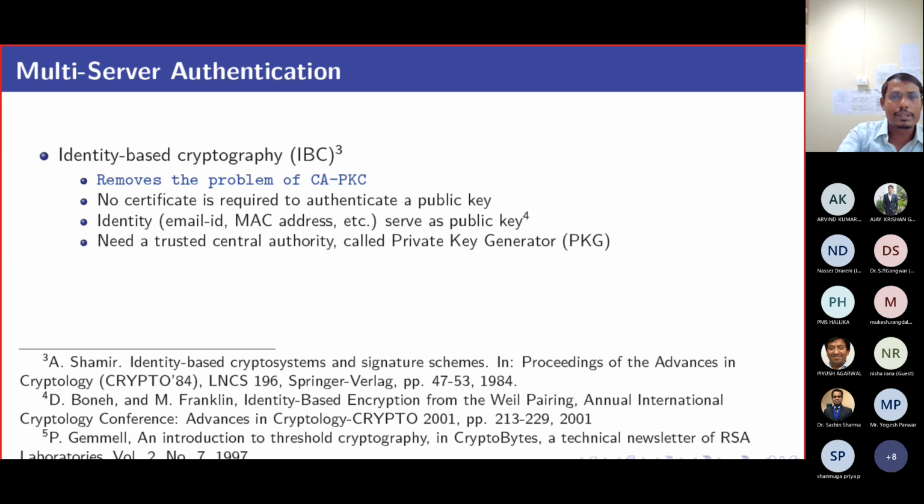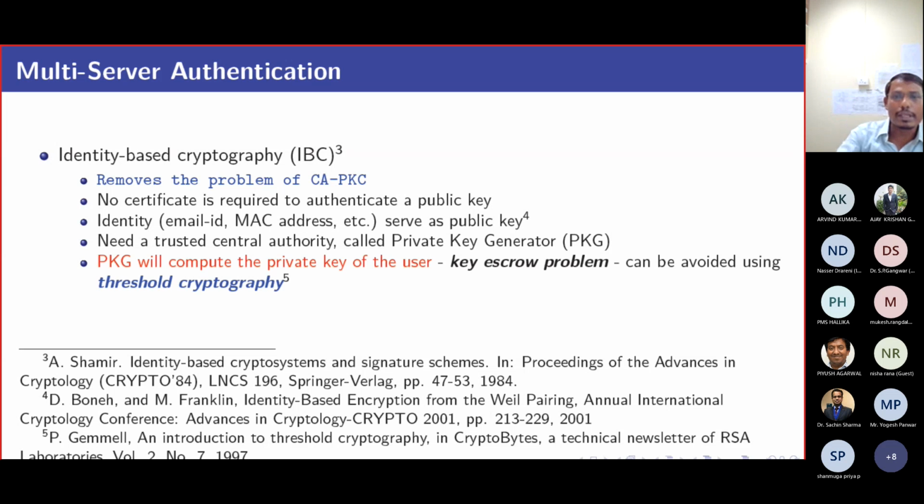But what is the problem with this? We need a trusted authority, called the private key generator or key generation center. It must be trusted because the PKG computes your private key. That is a problem, and it is called the key escrow problem. Why? If the PKG is not trusted, it can misuse your private key.